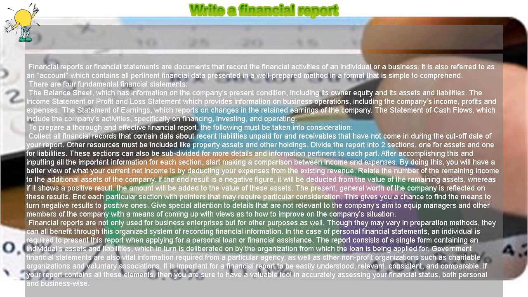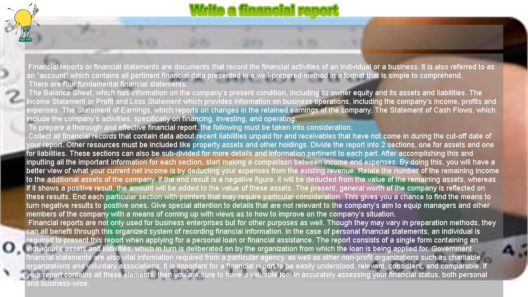The present, general worth of the company is reflected on these results, and each particular section with pointers that may require particular consideration. This gives you a chance to find a means to turn negative results to positive ones. Give special attention to details that are not relevant to the company's aim to equip managers and other members of the company with a means of coming up with views as to how to improve on the company's situation.